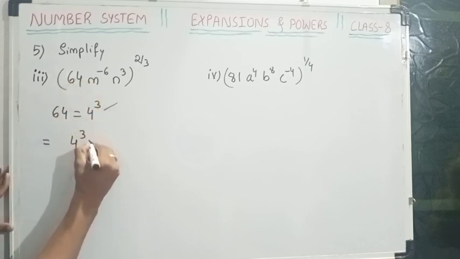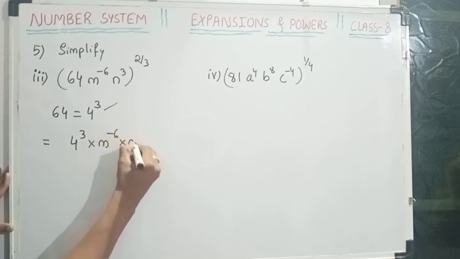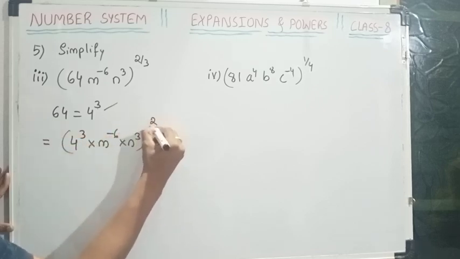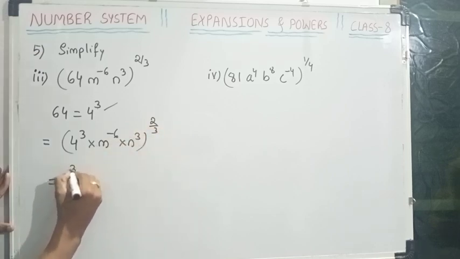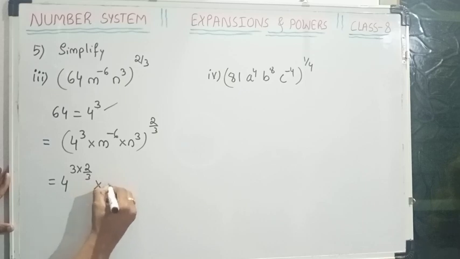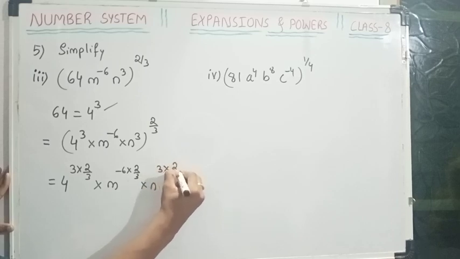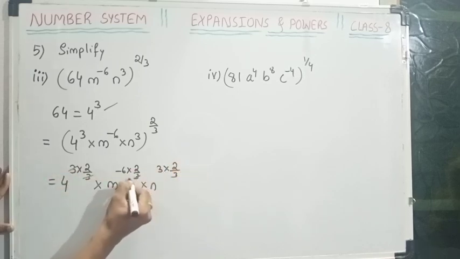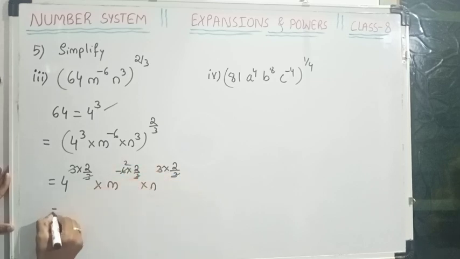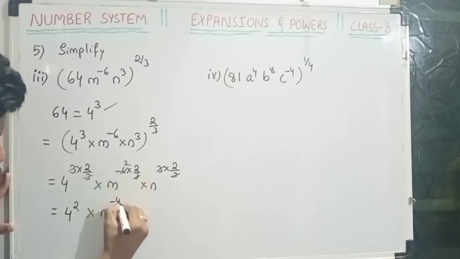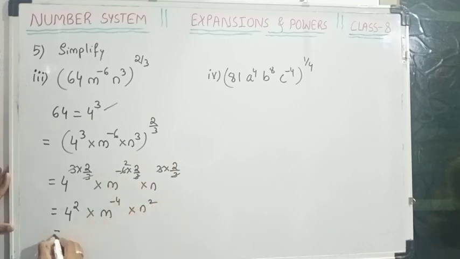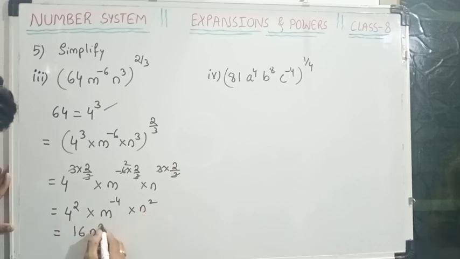Now, 4 cube m to the power minus 6 into n cube raised to the power 2 by 3. 4 to the power 3 into 2 by 3 into m to the power minus 6 into 2 by 3 into n cube raised to the power 2 by 3. The 3s get cancelled. 4 square into m to the power minus 4 into n square. I'll bring this m to the power minus 4 to the denominator, m to the power 4. This is the required answer.